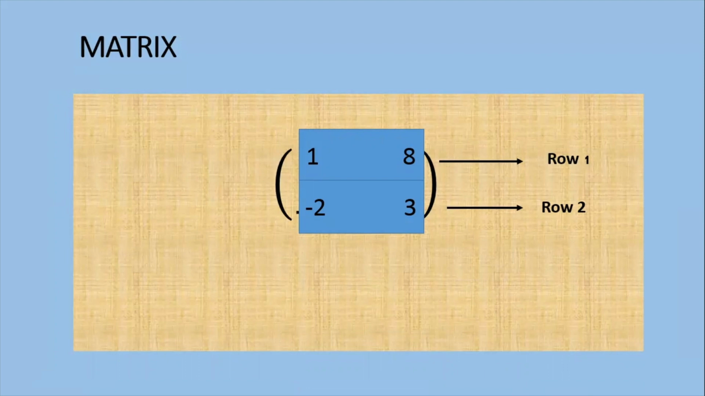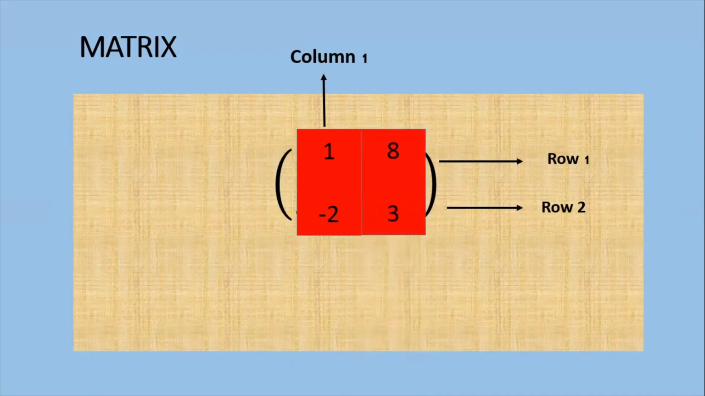Do we have any columns? Yes. 1, minus 2 will be column 1. Do we have another column? Yes, we have. 8, 3 is column 2. So what can we say about this matrix? We have 2 rows and we have 2 columns.